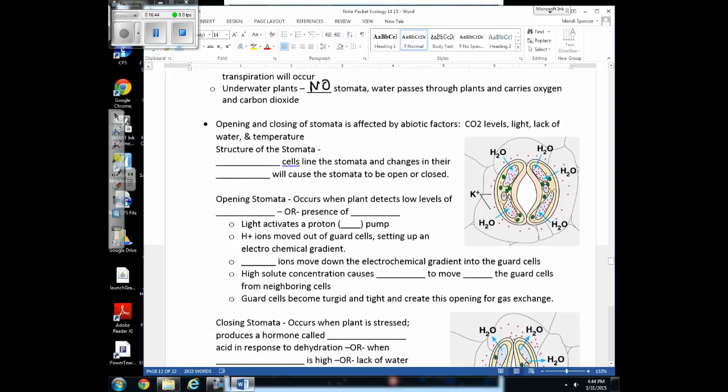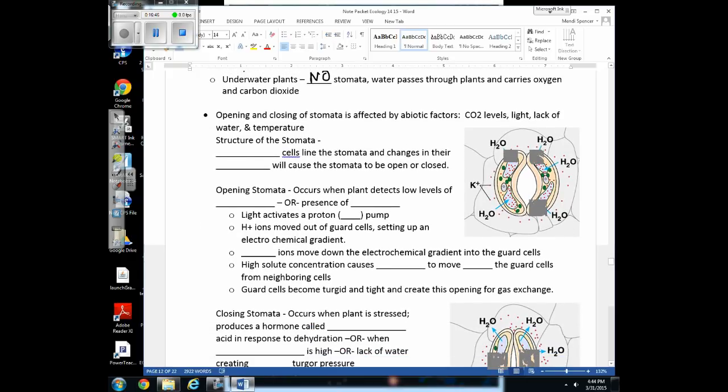So again, we're looking at how organisms can maintain homeostasis even if there's a change in the environment. We're going to see how CO2 levels, light, lack of water, and temperature can actually affect the stomate and a plant's ability to regulate their water levels.